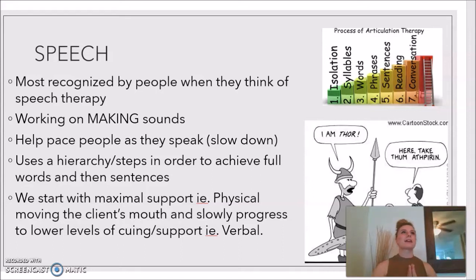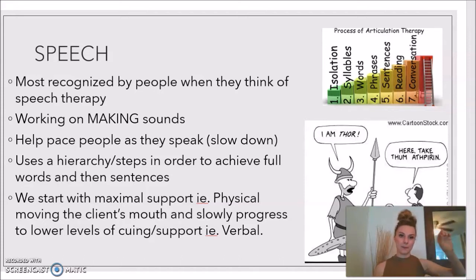This is the most recognized thing that people think of when they think of speech and language. They think of an SLP and think, okay, someone can't talk, we're going to teach them how to talk. They can't make a sound, we're going to teach them how to make a sound. And that's correct. But making sounds actually falls under the umbrella of speech. So again, speech is working on the making of sounds.